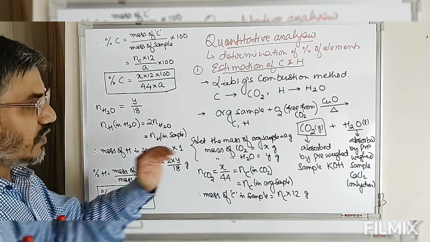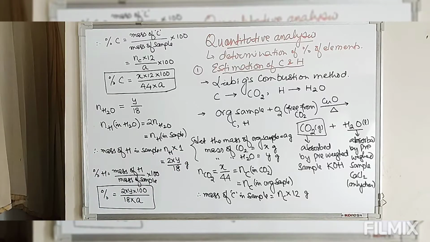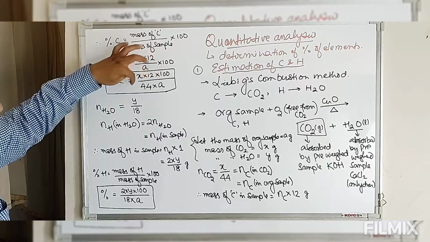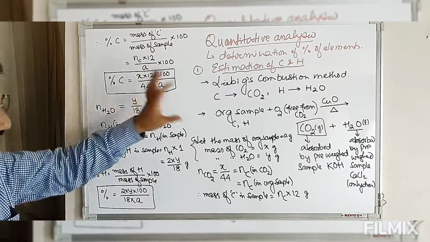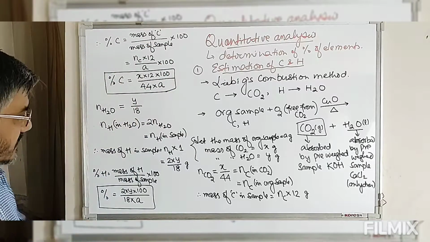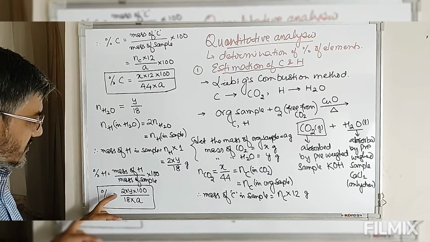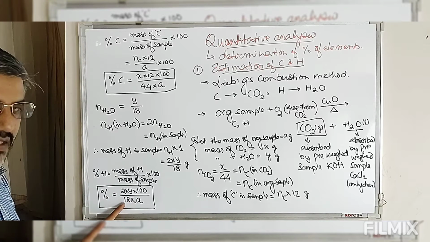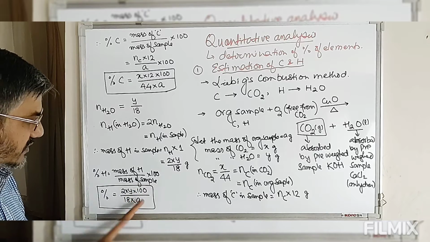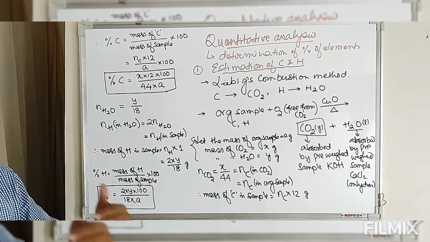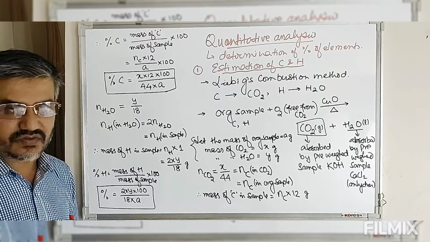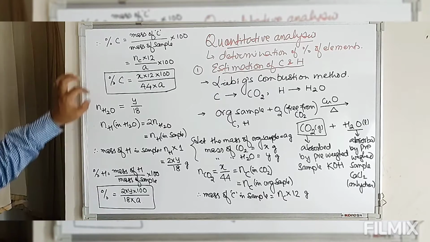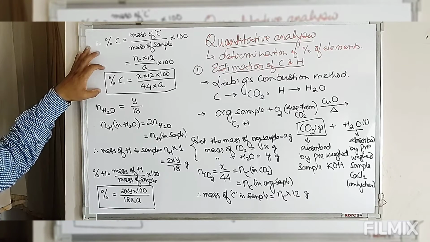To define the percentage, we need the mass of carbon. So the percentage of carbon is the mass of carbon dioxide into 12, into 100, divided by 44 into A. This is the percentage of carbon. And the percentage of hydrogen is 2 times the mass of water formed divided by 18, into 100 divided by A. A is the mass of sample initially taken for this experiment. So this is the formula to define the percentage of hydrogen, and this is for the percentage of carbon.